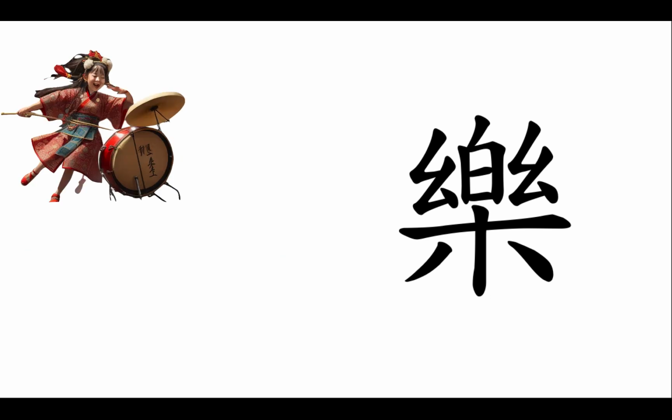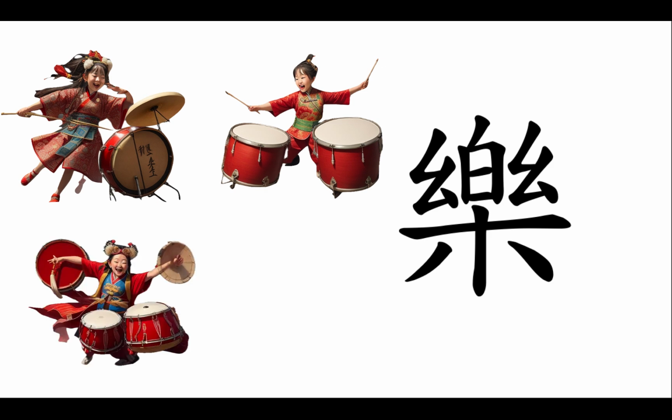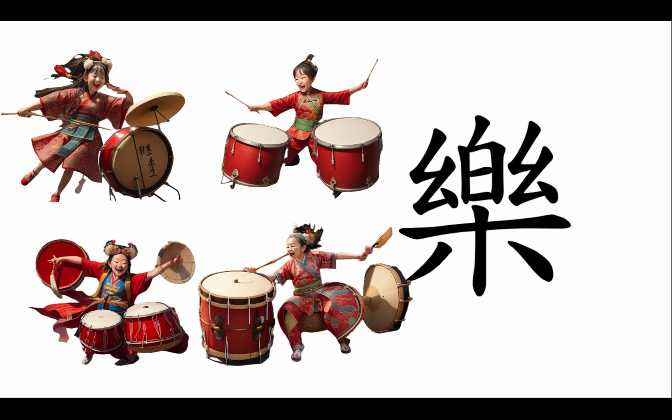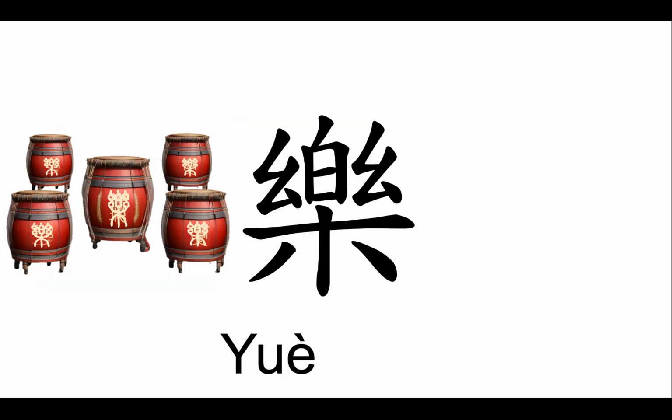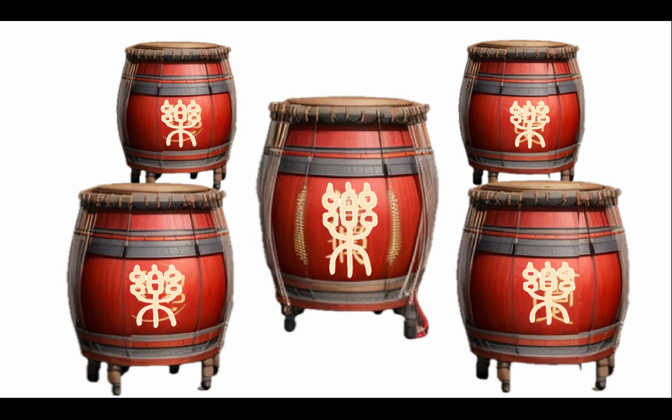Over time, the association between musical instruments and joy led to the expansion of 乐 to encompass the concept of happiness. This shift in meaning is reflected in the pronunciation of the character, which changed from 乐 musical instrument to the current 乐 joy. To help us visualize the musical instruments in 乐 imagine two rows of small drums on either side, with a larger drum in the middle.